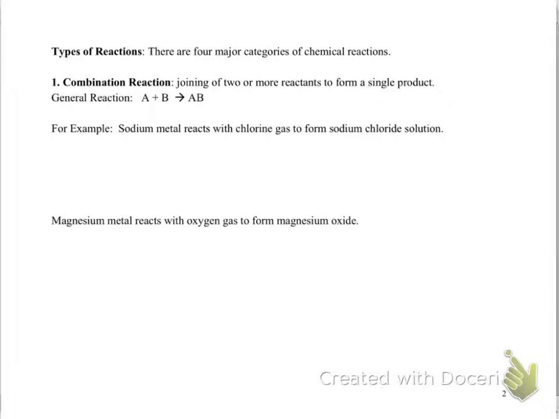There are 4 main types of reactions you're going to study in this chapter. The very first one is combination reaction. And as the name says, it is joining of 2 or more reactants to form a single product. So this is the generic reaction: A plus B gives AB. You have 2 reactants and you are making 1 product.